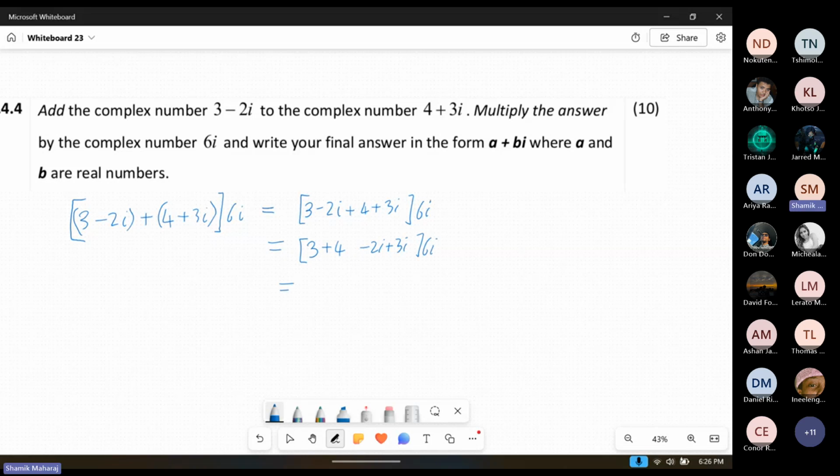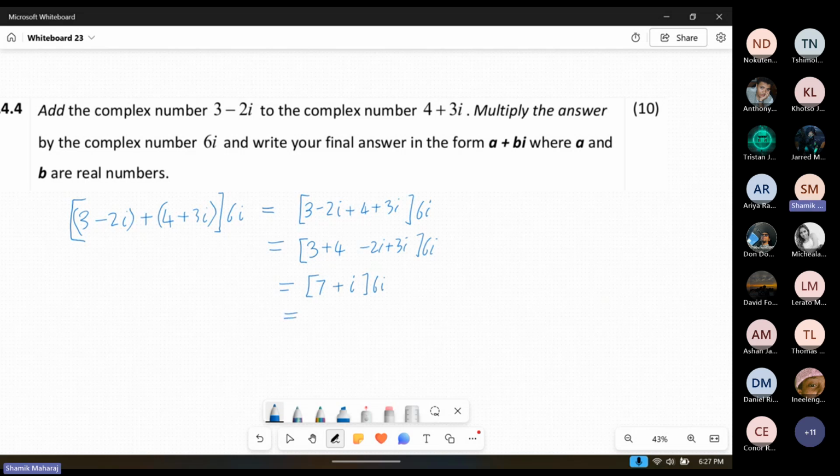3 plus 4 is going to give us 7 on this side, and then minus 2 plus 3 is going to give us positive 1. So we can write positive 1i or just positive i. The 1 is implied if we don't write it in front of a variable or an i. So 7 plus i. Okay, and then the bracket is still there, 6i on the outside.